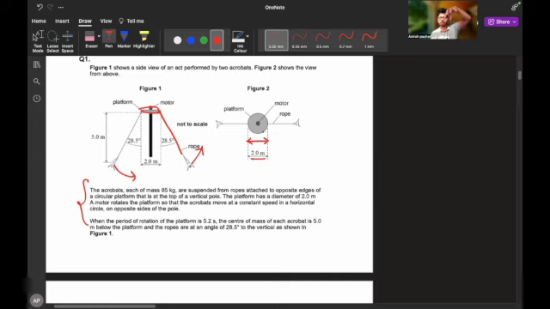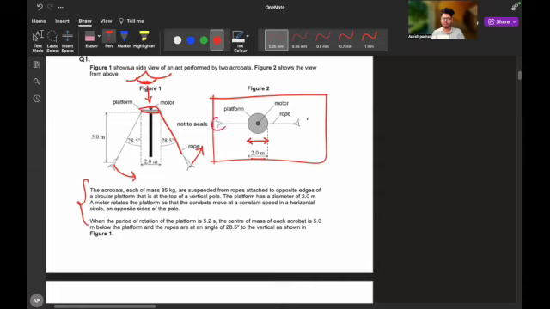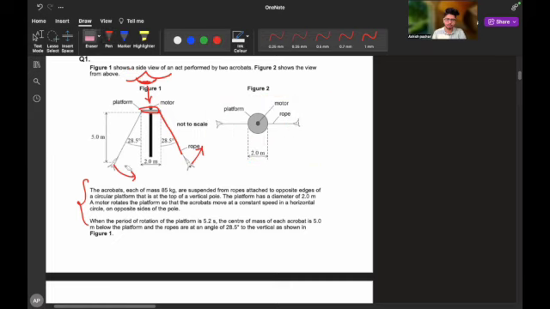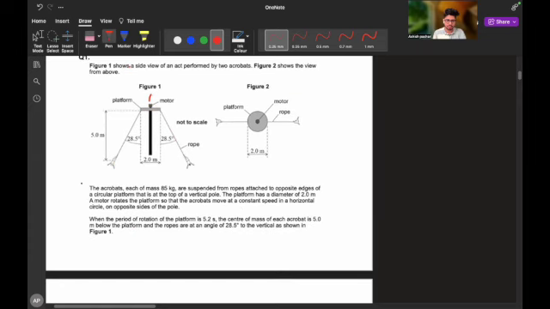If you look from the upside, this is the view from the top. If your eyes are here, observing from this side, then you can see something like this. So there are the two acrobats, and if you are looking from the top, this is the case that we have. This is the demonstration that they have given here in the diagram. Now they have given some more information.